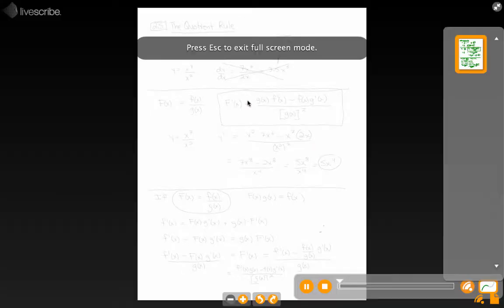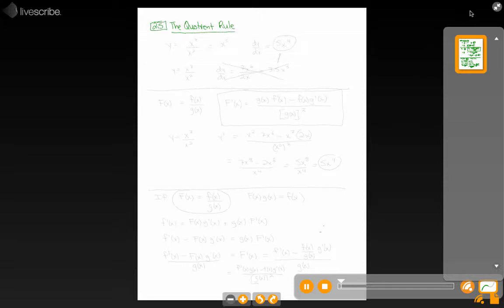This example comes out of section 2.5, the quotient rule. To start off with, I'll do a similar example to what I did at the beginning of the product rule. Let's say we had a function that was y equals x to the 7 divided by x squared. Well, I know that I could simplify that a little bit and say that's x to the 5, and then the derivative of that, correct derivative of that, would be 5x to the 4.